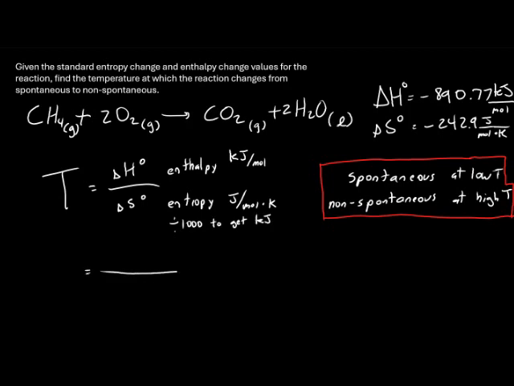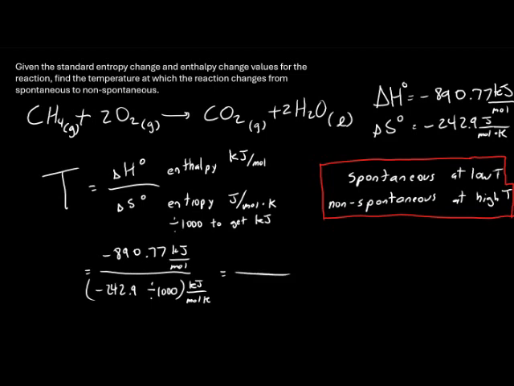So when we write this, we'll write the enthalpy, -890.77 kilojoules per mole on top. On the bottom, we'll say -242.9 divided by 1,000 in parentheses. And we'll note that dividing by 1,000 will change us to kilojoules per mole Kelvin.